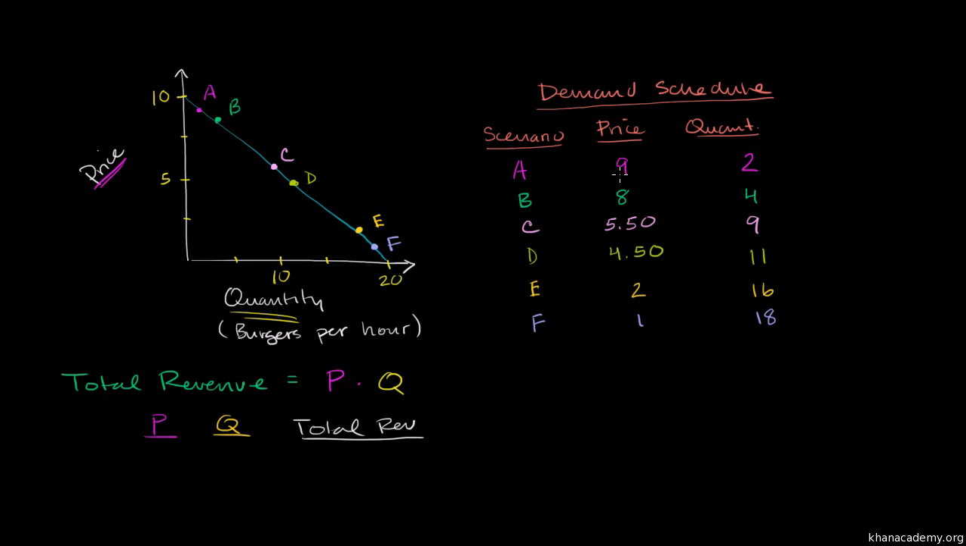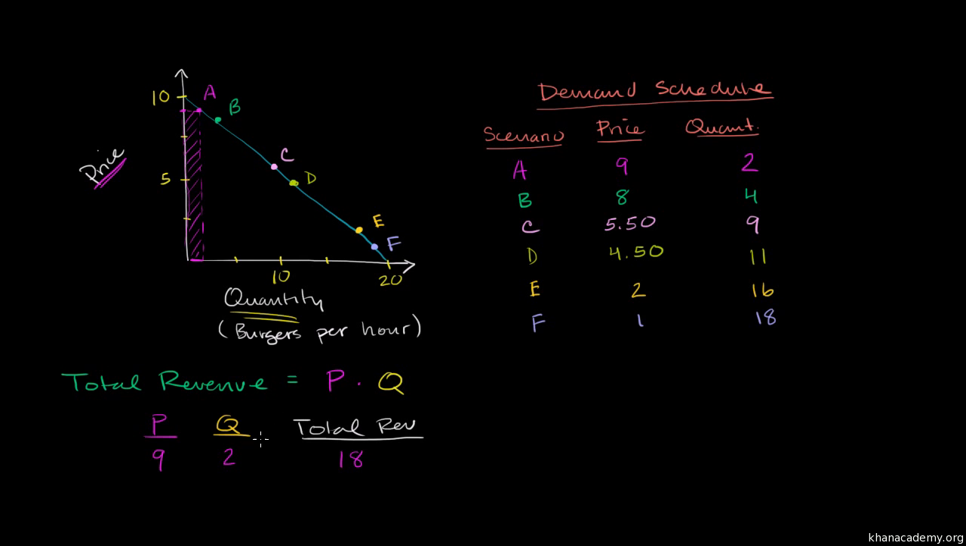At point A over here, price is 9. Quantity is 2. $9 per burger times 2 burgers per hour, your total revenue is going to be 18. And you can see it visually right over here. This height is 9, and this width is 2, and your total revenue is going to be the area of this rectangle, because the height is the price and the width is the quantity. So that total revenue is the area right over there.